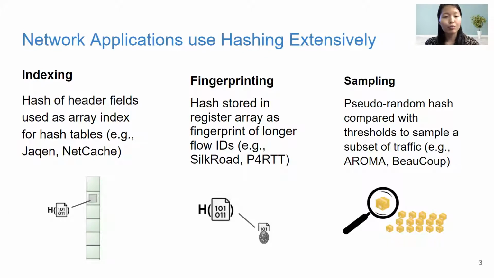A few examples of recent network applications that use hashing in these three different ways include Jockin and Netcache for indexing, Silk Road and P4RTT for fingerprinting, and Aroma and Bokeh for sampling. So we see that hashing is an important way of collecting, storing, and managing network information.